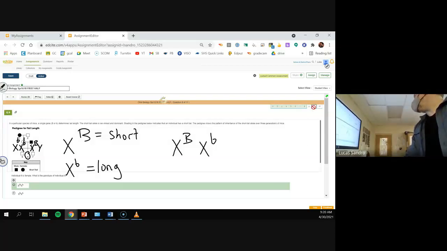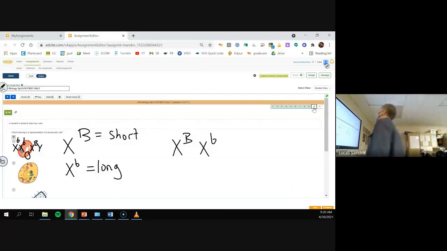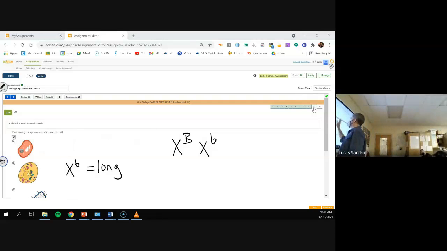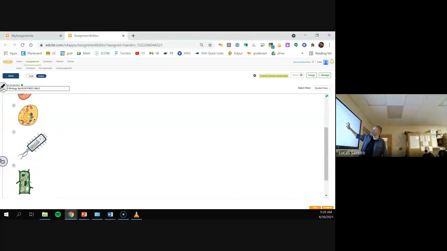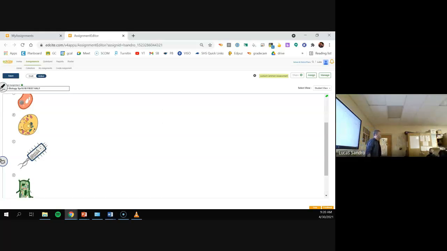Moving on to 10. A student is asked to draw 4 cells. Which drawing is a representation of a prokaryotic cell? I don't love this one, but we can at least knock things out right away. What do you know? How did you deal with this? Eli, what did you do? So what one can you knock out right away? What one do you know isn't a prokaryote?